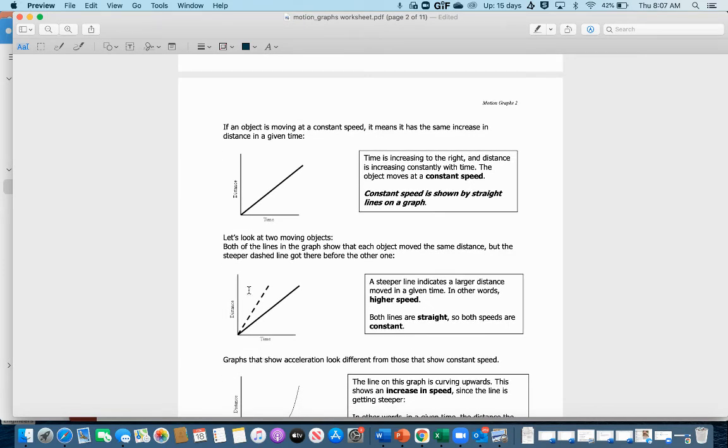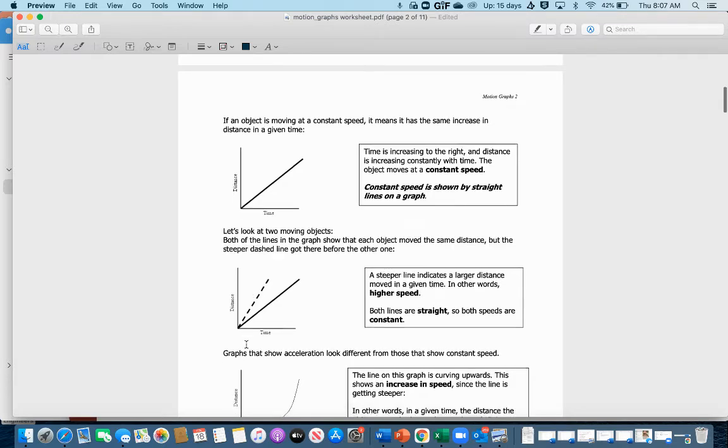Also, we could have a negative slope instead of a positive one. In rise over run, if my rise is negative, that just means I'm moving backwards.